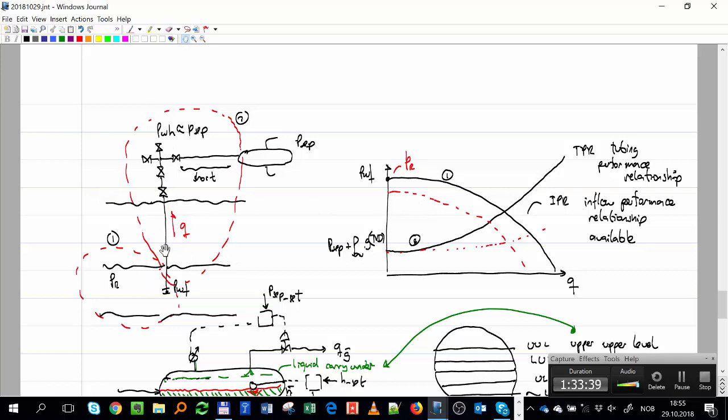Now I say I start to increase the rate. What will be the pressure here? The pressure has to increase because now it's not only the hydrostatic column, but now you have friction. Due to the flow, you're creating friction. And that curve just goes up. That curve we call TPR, Tubing Performance Relationship.